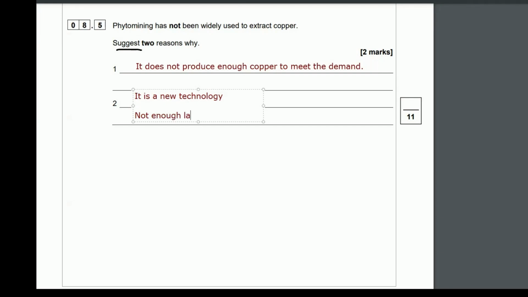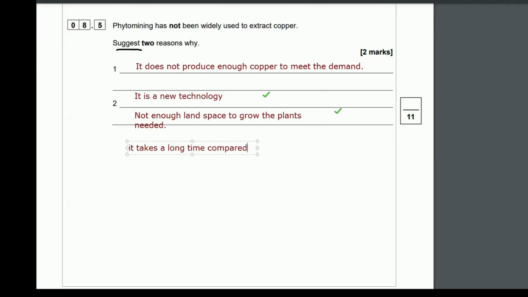Not enough land space. Like I said, you'd need to burn down a whole forest to produce enough copper just for one city. So not enough land space to grow the plants needed. So there's just some of the reasons. And maybe another one. It takes a long time compared to mining. If you think you've got to wait for the plant to grow, which might take weeks and weeks just to get your copper. So there we go.